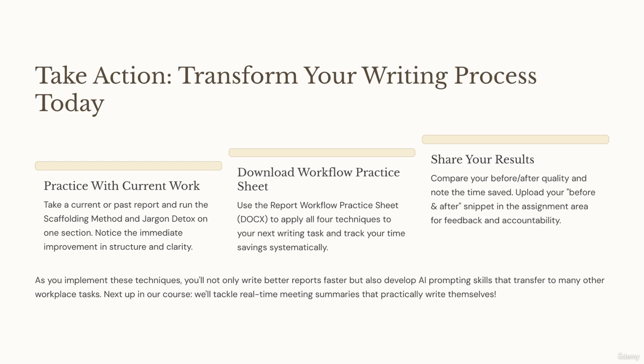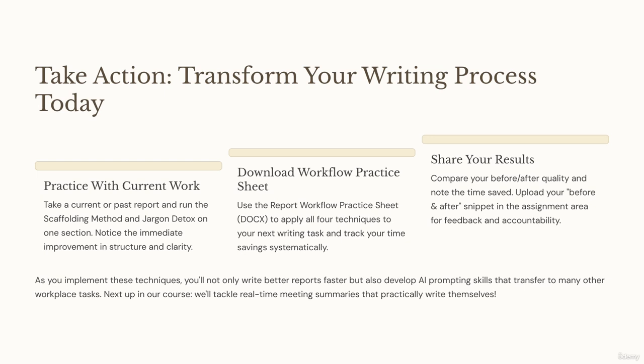Here's a quick recap. Start with the scaffolding method, outlining your report before you dive in. Use the AI paragraph builder to expand those bullets into full, thoughtful sections. Run a jargon detox to ensure your writing is clear and approachable. And finally, apply the 4Q audit to tighten, polish, and perfect. Together, these cut report writing time dramatically while raising the quality.